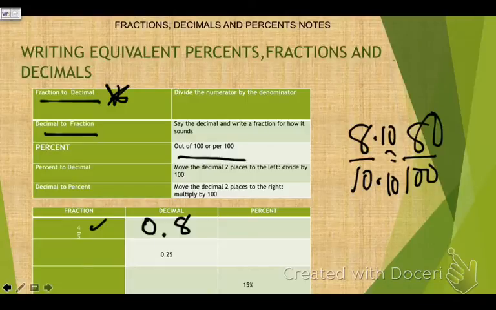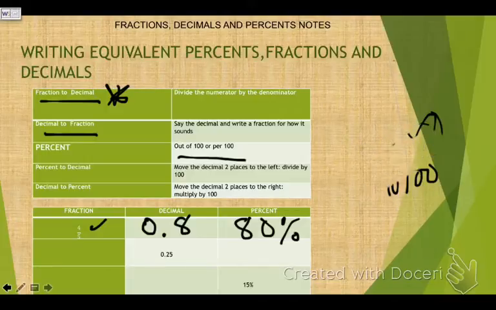Okay? 80%. Because percent means out of 100. Okay? And again, if anything I say doesn't make sense to you, please ask. I know sometimes I go too fast or I get too wordy. Alright? Okay, here we go to the next piece. Sorry about that.